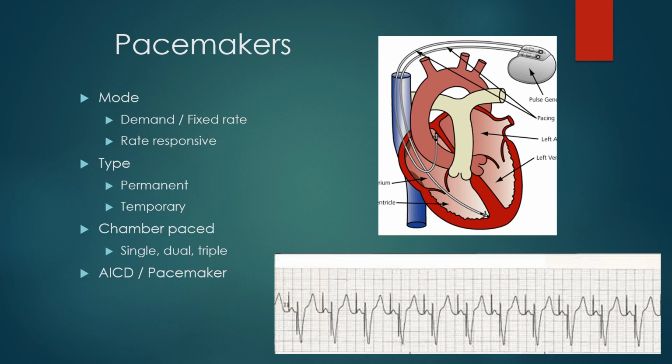Pacemakers can be either at a fixed rate, meaning that it's set at a standard rate. That's it. You're going to just beat this fast, and that's it. Or it can be what we call a demand. The demand is like when you're at rest and sleeping, you don't need a heart rate of 80. So we're going to set it at 50 while you're sleeping. But when you get up and start moving around and you need more, the rate's going to increase, and that's your demand.